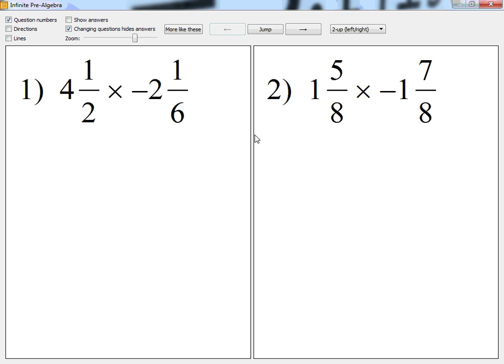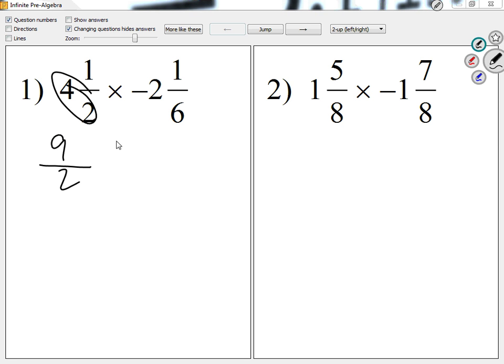So for multiplication on the front side, first thing is no mixed numbers. I see I have a mixed number, so I'm going to change it to an improper. Keep the 2 at the bottom. For the top, I'm going to have 9. And remember how I got that? Because I went 4 times 2 and then added to the top. So that's how I came out with the 9. And I'm going to multiply this by negative 13 over 6. And remember I went 2 times 6, added to the top.